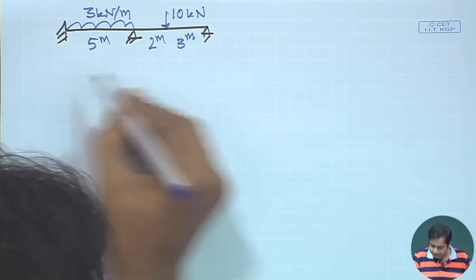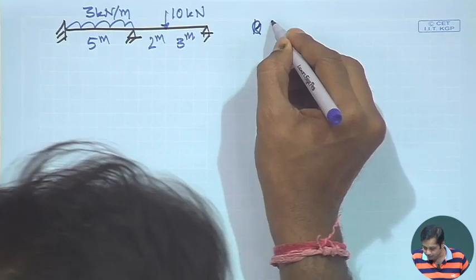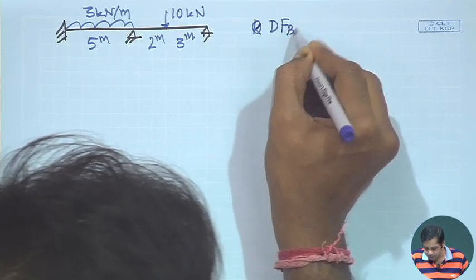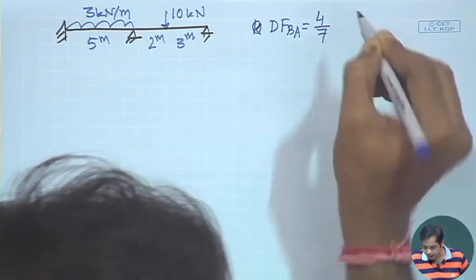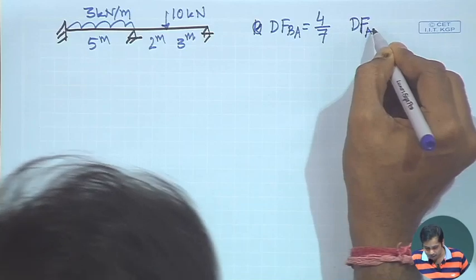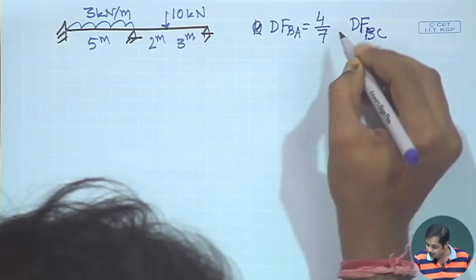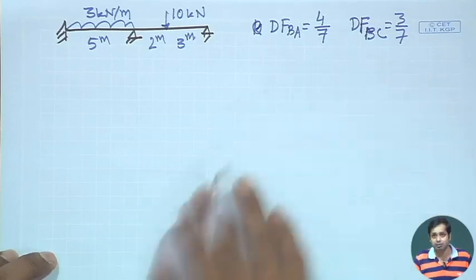And then we have the distribution factors: DFBA is equal to 4 by 7, and DFBC is equal to 3 by 7. Just now we have seen this is the distribution factor we have.